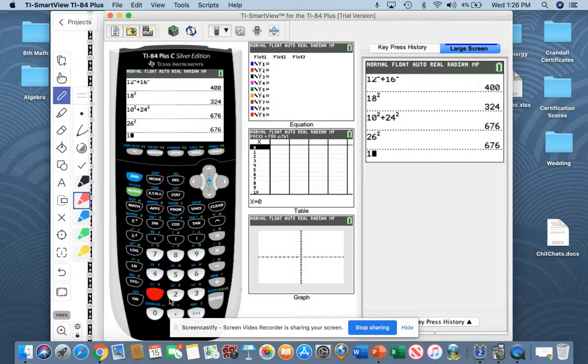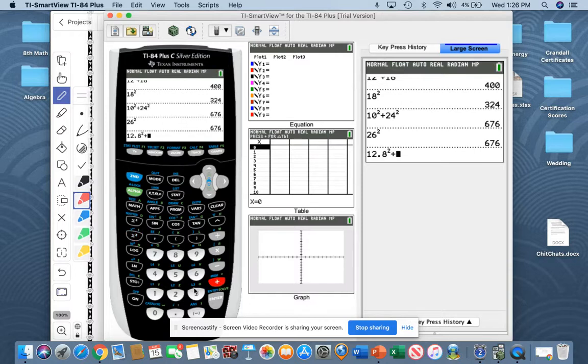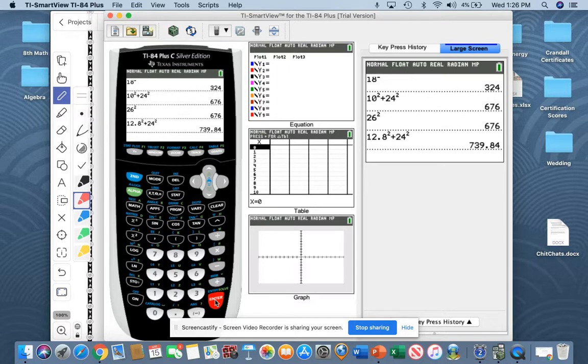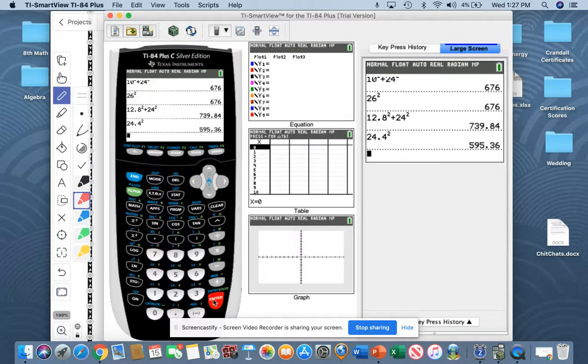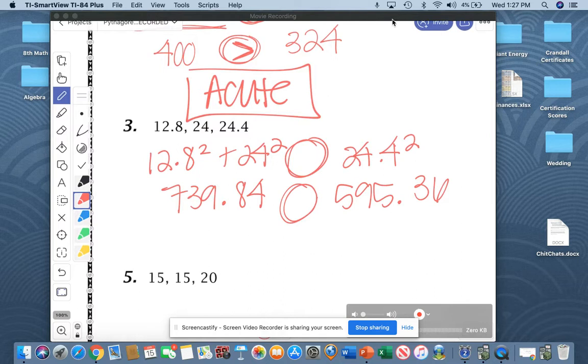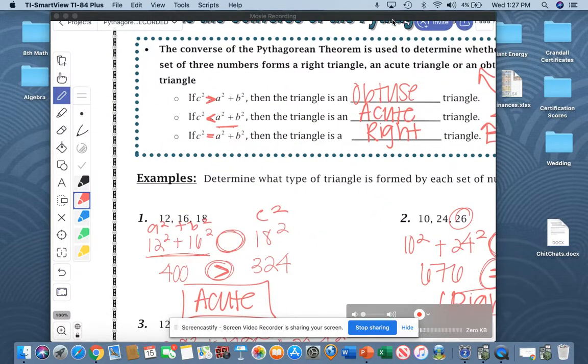Okay, 12.8 squared plus 24 squared equals 739.84. 24.4 squared is, moment of truth, 595.36. So obviously this side's bigger. So a plus b is bigger, and when a plus b is bigger, it's an acute.